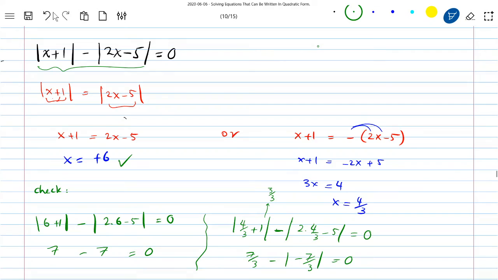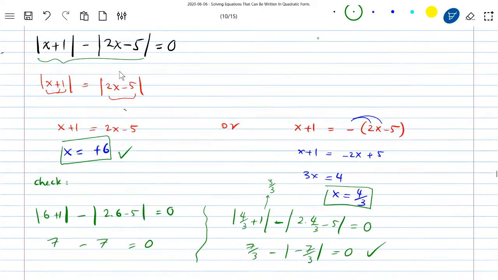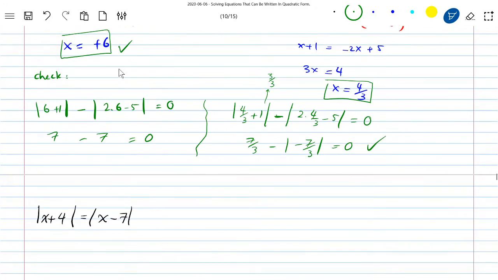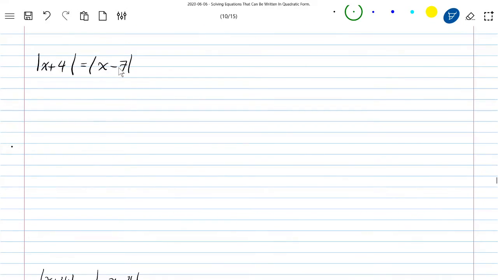Is it equal to 0? Absolute value of negative 7/3 is positive 7/3. 7/3 minus positive 7/3 is 0. This works as well. So x equal to 4/3 is a solution as well. So I have two solutions, 6 and 4/3. As you see, there is not much difference between how you solve this equation and a square root equation. In the square root, you squared. In this one, you have to check if the insides are equal to each other or they're opposite by a sign.